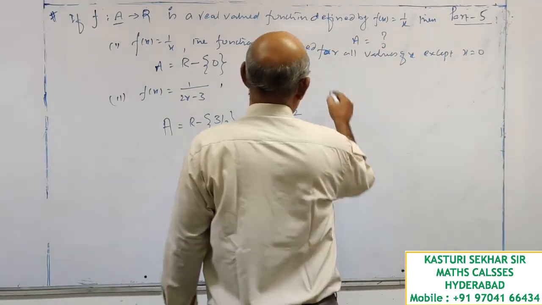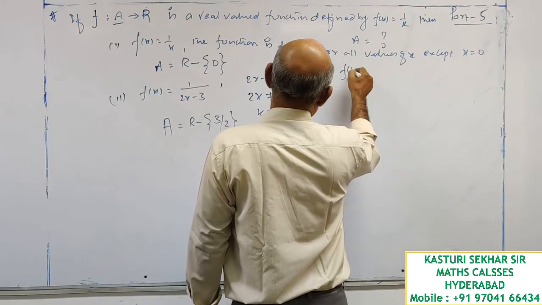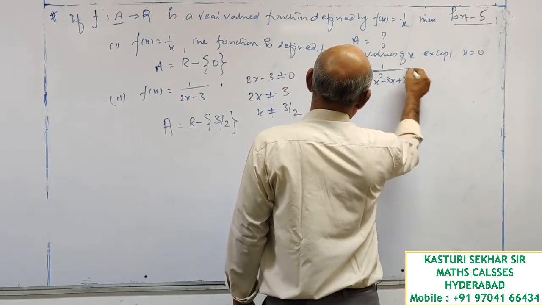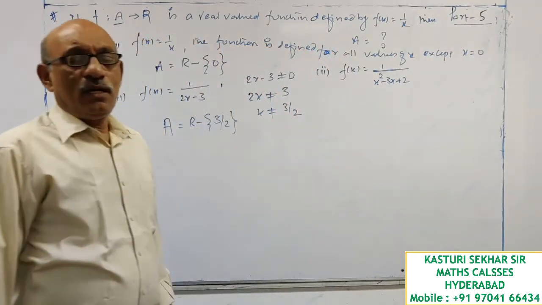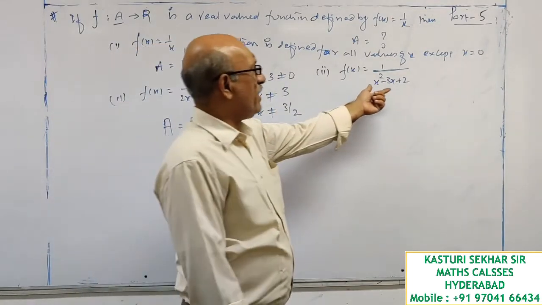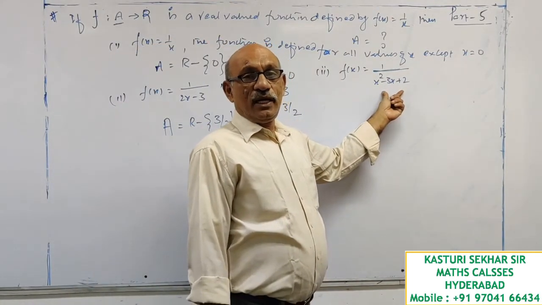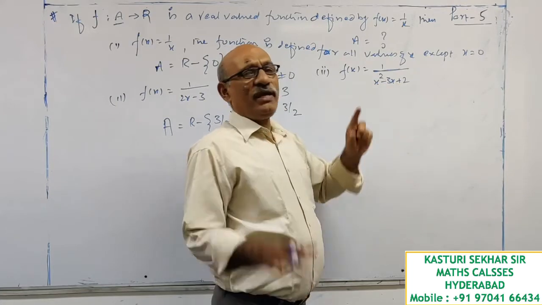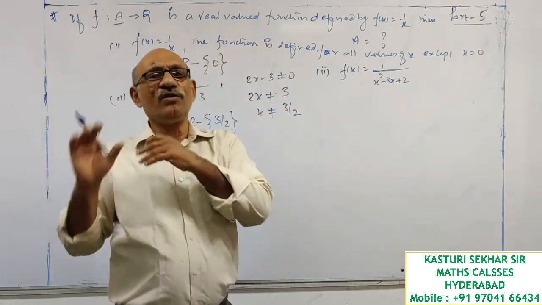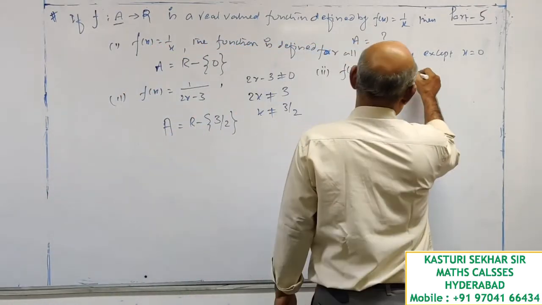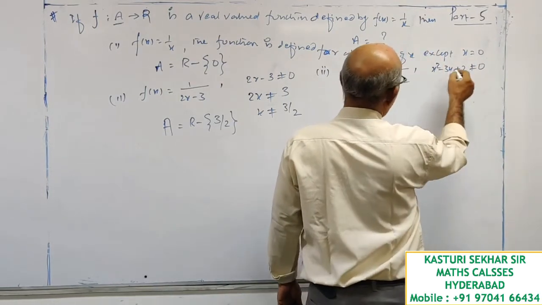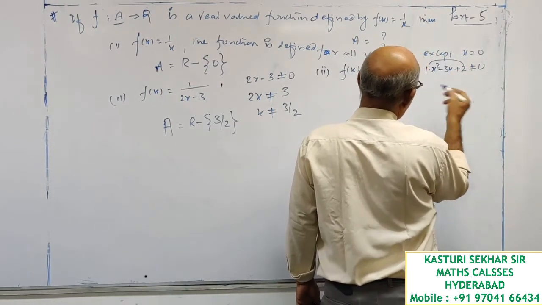Now sir, sometimes the given question is this way: 1 by x square minus 3x plus 2. For me, the variable function, the quadratic function x square, is in the denominator. To define the function, the denominator should not be equal to 0. So x square minus 3x plus 2 is not equal to 0.